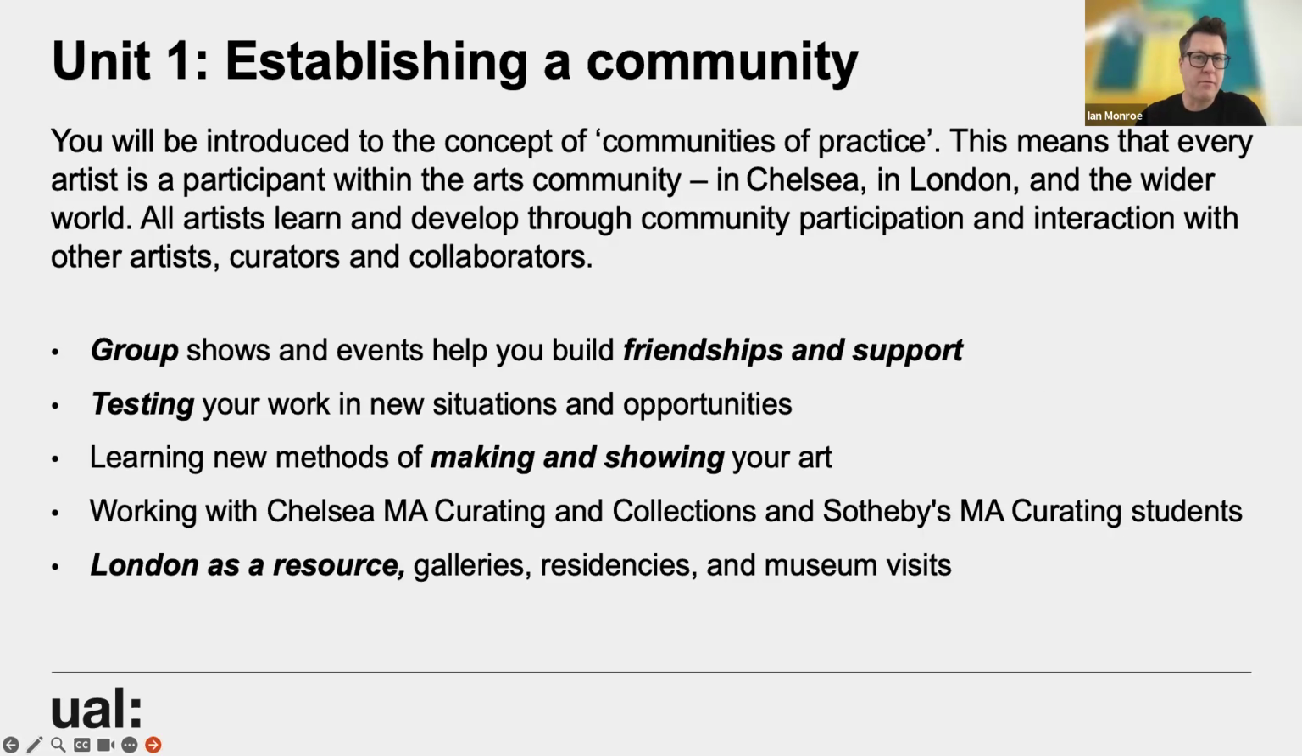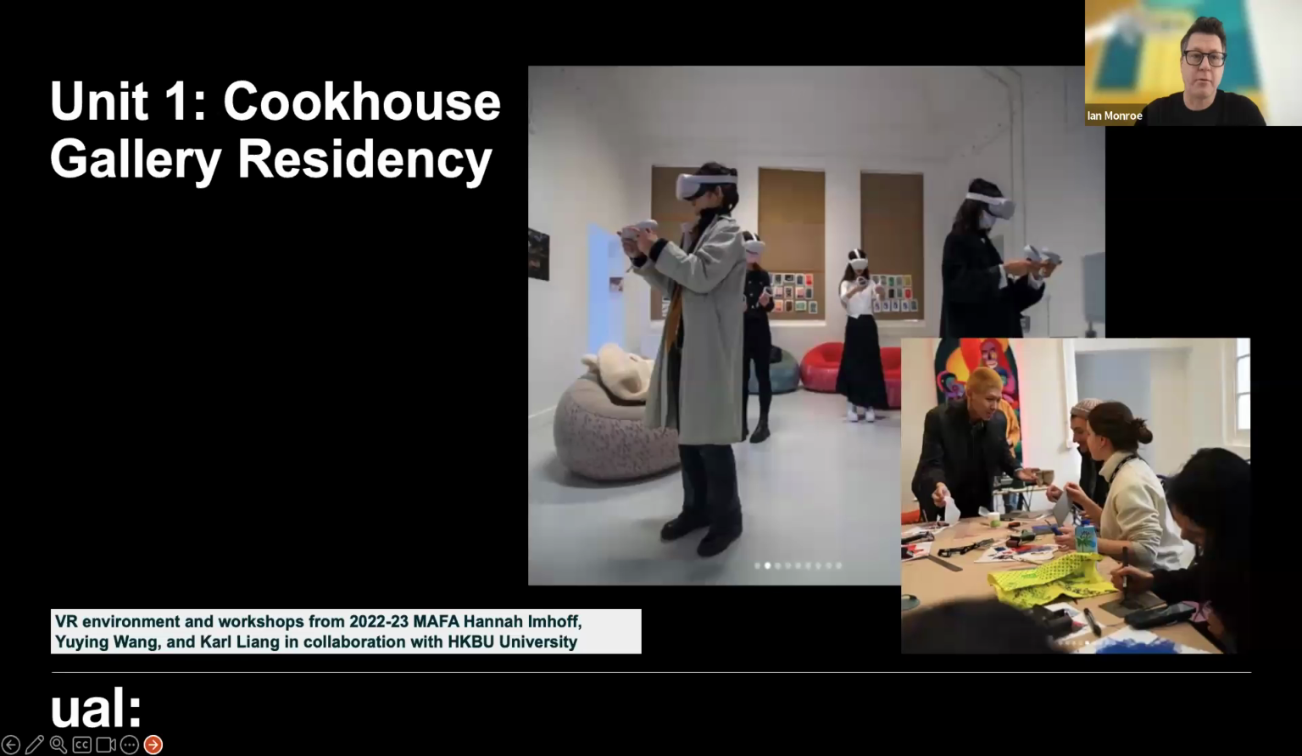So how does it work? Well, we have 3 units, and we'll take them each in turn. First one is establishing a community. And this is really about you learning how to operate within the larger arts community. It's about building friendships. It's about testing new work, making and showing within our spaces at Chelsea, but also beyond. And using London as a resource is really, really important.